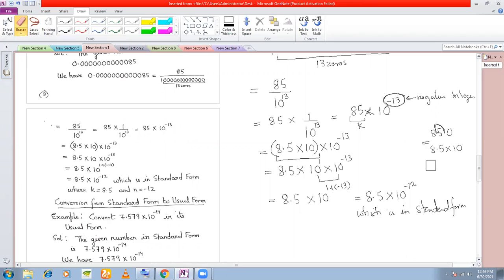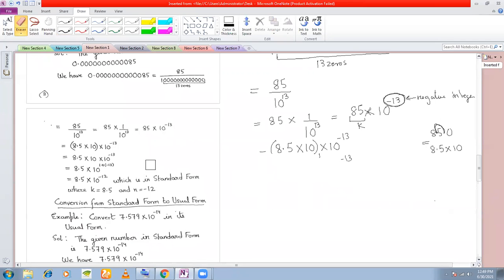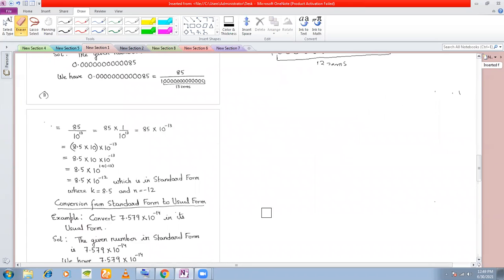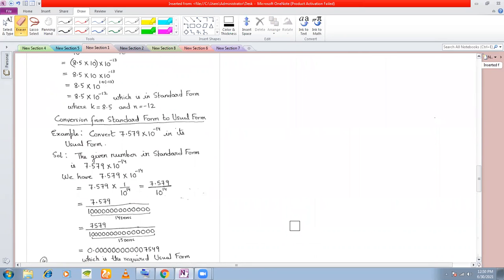Okay. So proceed to the next one. Now, conversion of a standard form to usual form. Now, standard form for small numbers: how to convert them to usual form. This normally is not required most of the time, but still we'll see. Let us consider a number in standard form, 7.579 into 10 to the power of minus 14. This number is a very small number in its standard form. We want to convert this into usual form.